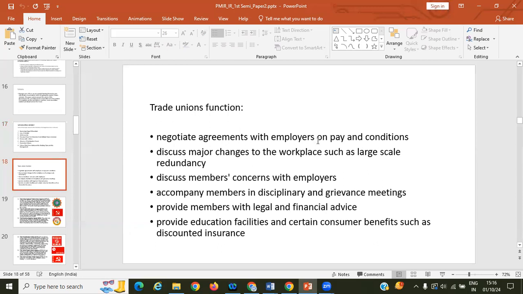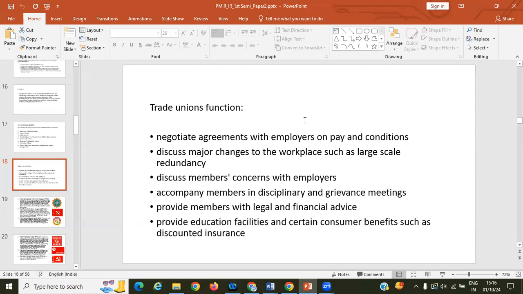Negotiate agreement with employers on pay and conditions. Whoever is the main owner of the company, the union is negotiating and talking to that person on behalf of the members. Discuss major changes to the workplace such as large scale redundancy. Suppose a big change or revamp is going to happen in the workplace. That type of discussion and bargaining, the union can do.